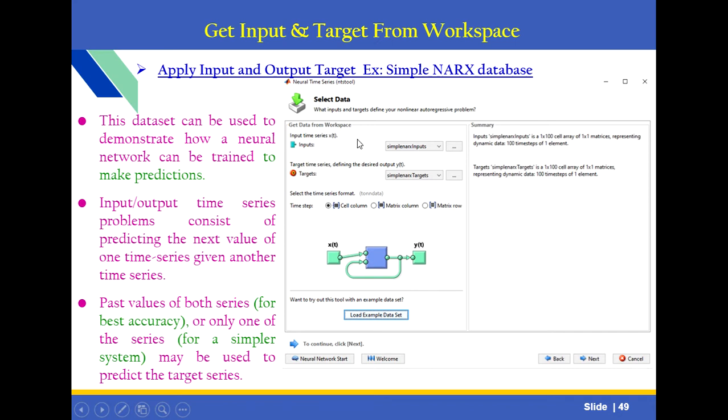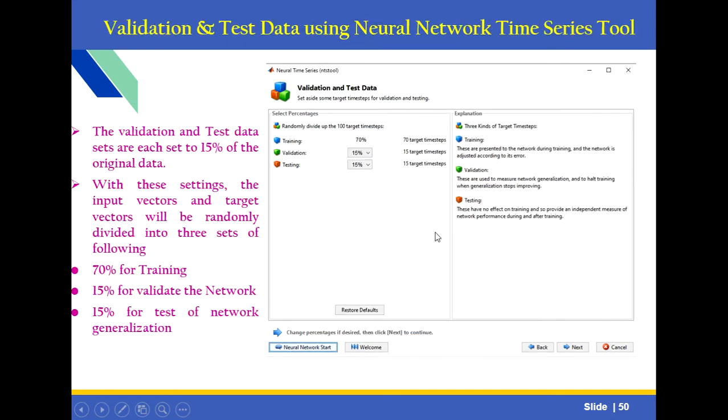Here you can take the inputs as the simple NARX inputs. The inputs are a 1 by 100 cell array, that is 100 time steps of one element. The target is also 100 time steps of one element. Here there is an option as cell column advance. One more time step is available for this time series tool. Previously, matrix column and matrix row were only available for the time step problem. Here one more, cell column, is introduced. Here input is x(t), output is y(t).